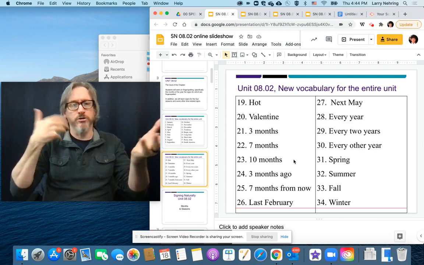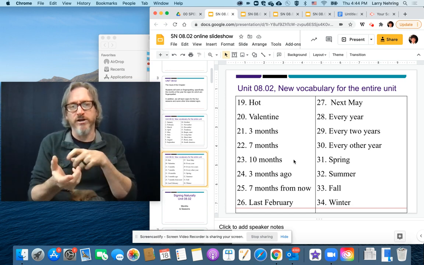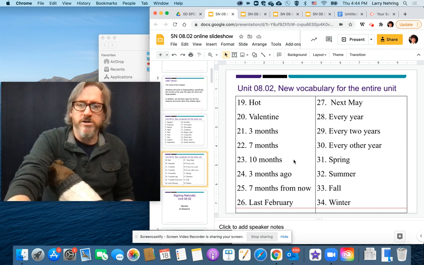And then past, future, how do we say the months, incorporating it with the future and past, and then every year, every 2 years, every other year, those kind of things. And again, we talk about the seasons.